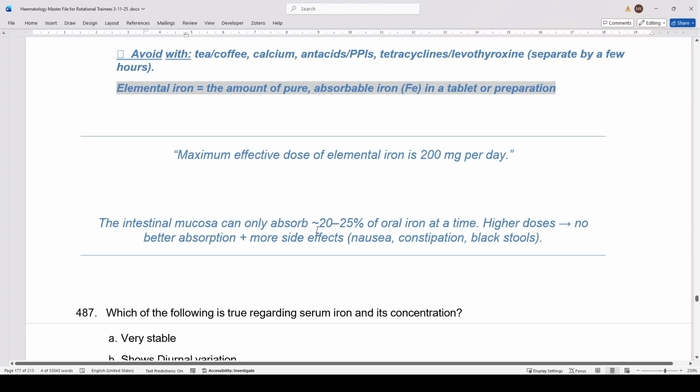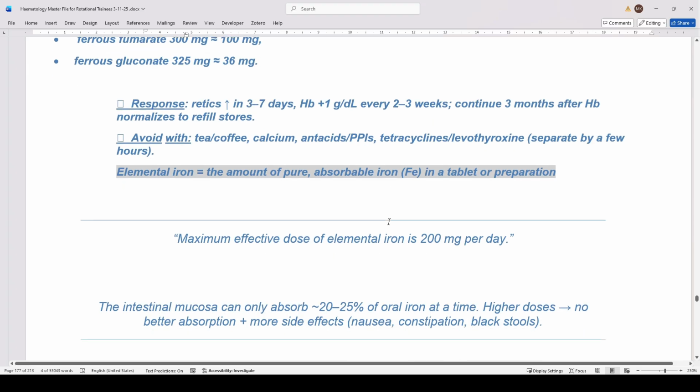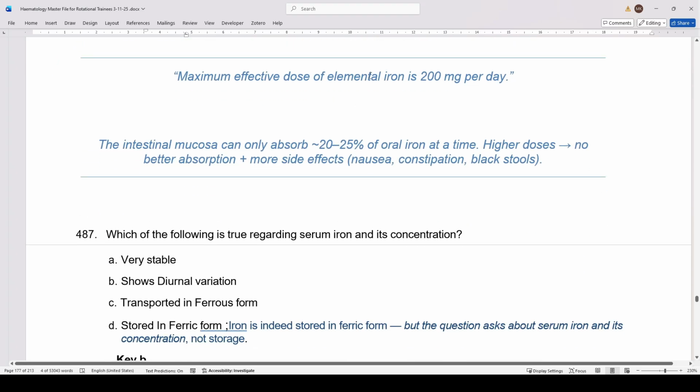So the intestine can absorb only 20 to 25% of oral iron, and 200 milligrams is the maximum dose. We have to give the patient 100 to 150 milligrams, which is enough. They are talking about elemental iron, not the milligrams of the ferrous salt in which it is available. So whenever you buy a tablet, see how much elemental iron is in that tablet.